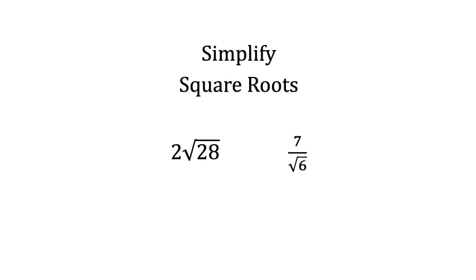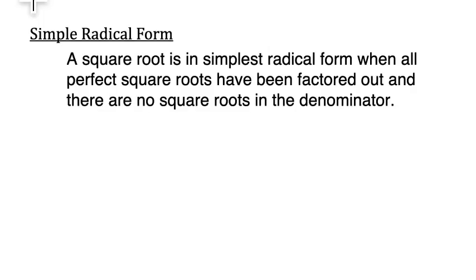In this video, we're going to learn how to simplify square roots. One thing we need to do when we simplify square roots is to put them in simple radical form. A square root is in simplest radical form when all perfect square roots have been factored out and there are no square roots in the denominator.